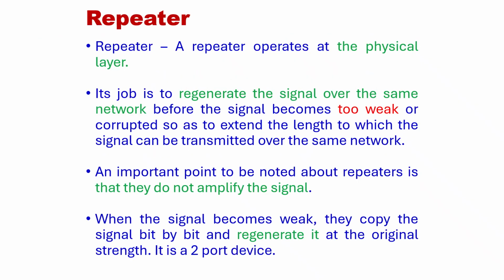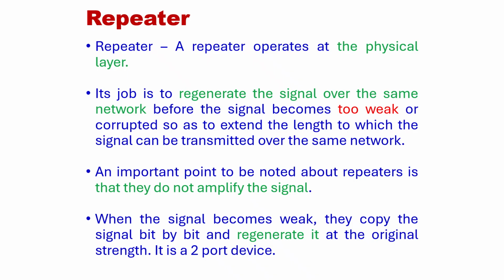Now let us look at the working of a repeater. A repeater is a network device that operates at the physical layer. Its job is to regenerate the signal over the same network before the signal becomes too weak or corrupted, so as to extend the length to which the signal can be transmitted over the same network. An important point to note about repeaters is that they do not amplify the signal. When the signal becomes weak, they copy the signal bit by bit and regenerate it at the original strength.